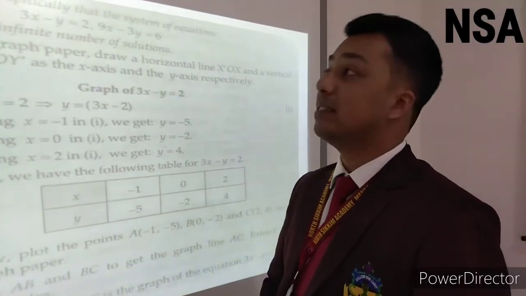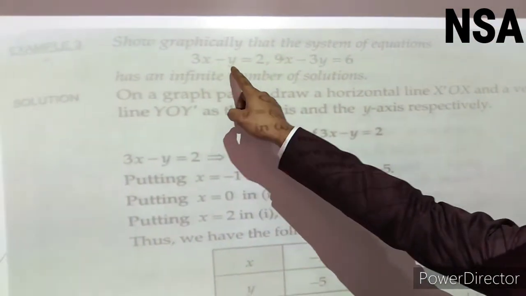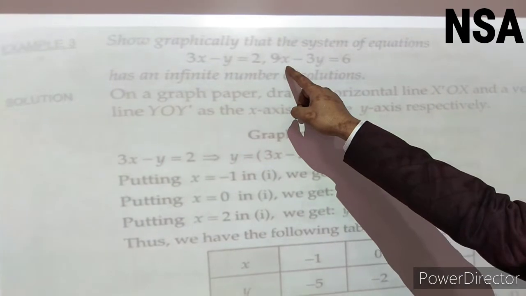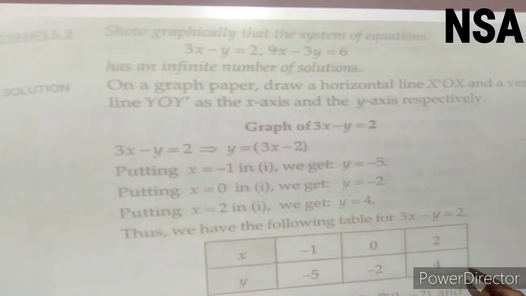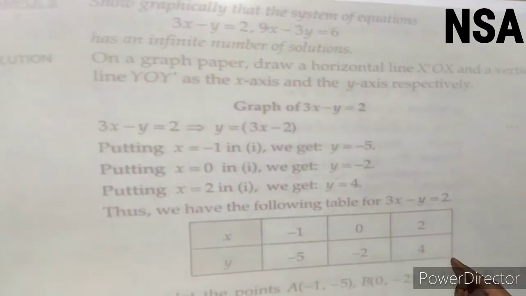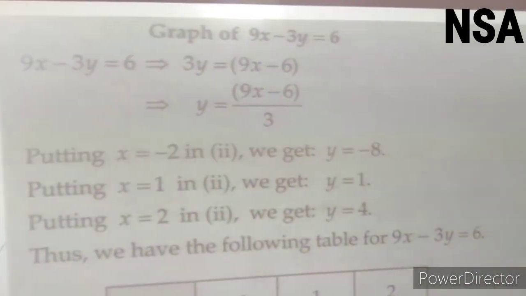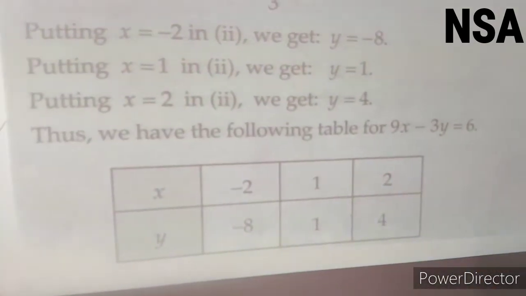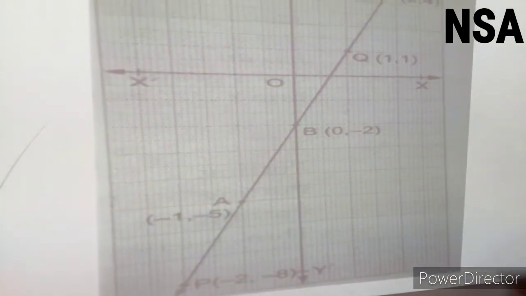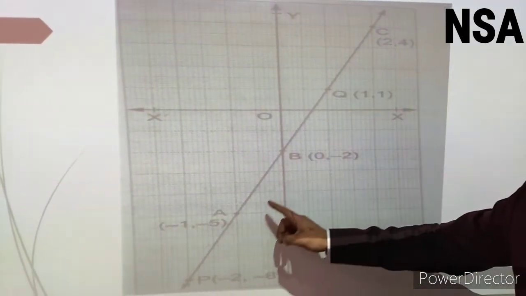Now, we'll take a third example. As you can see here, the third example is 3x minus y equals 2 and 9x minus 3y equals 6. So what we do is we find the solution for this. This is your solution table for the first equation, and this is the solution table for the second equation. Once you have found the 2 solution tables, you plot this on the graph. As you can see, I have already done it, and the graph that we have is a single line.